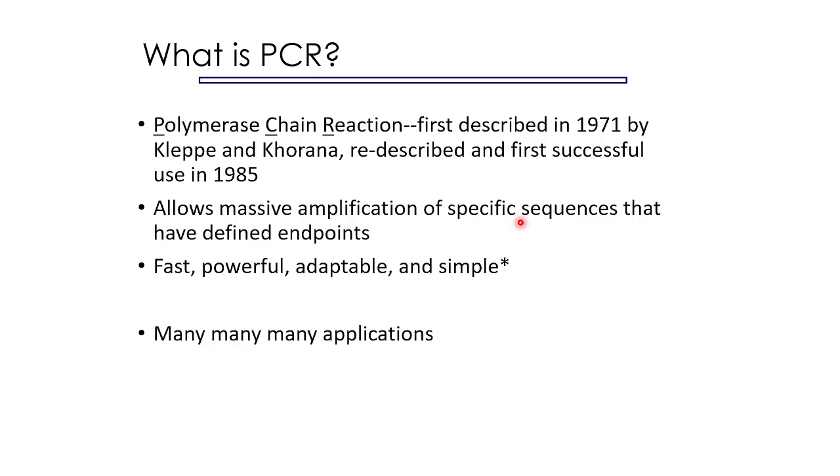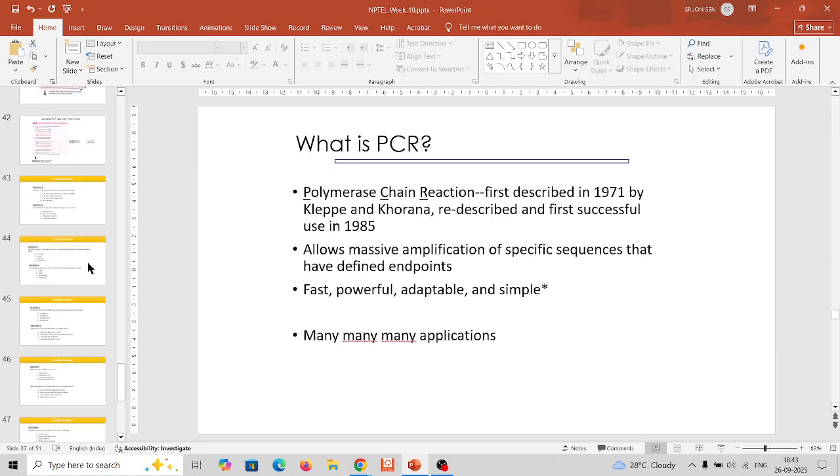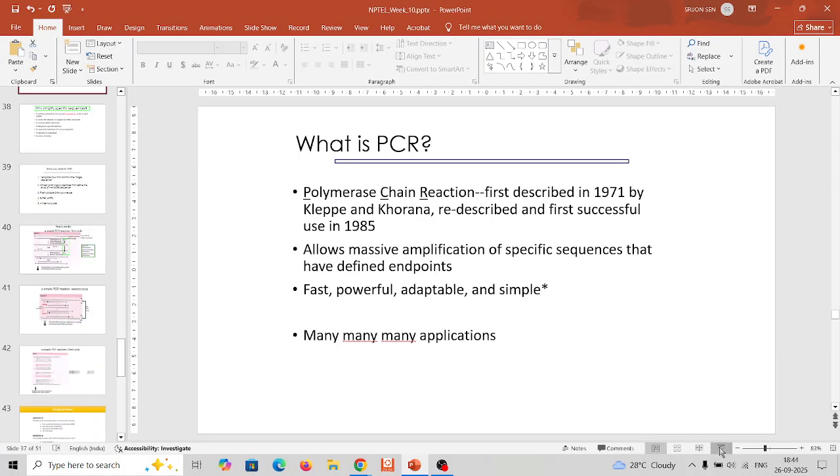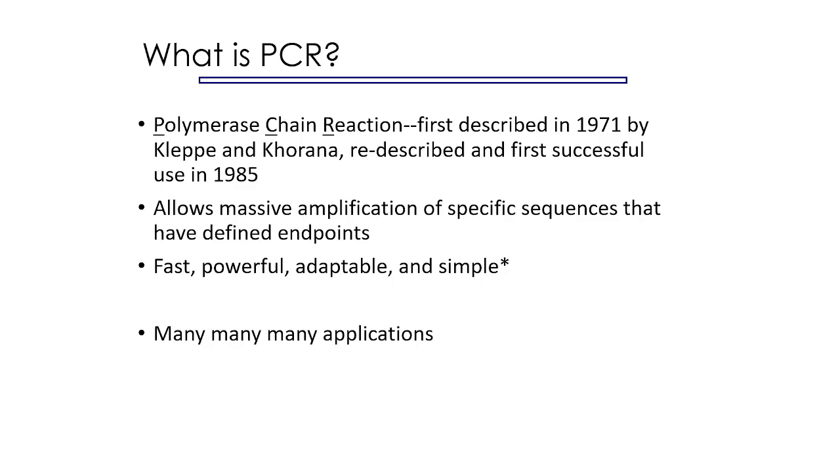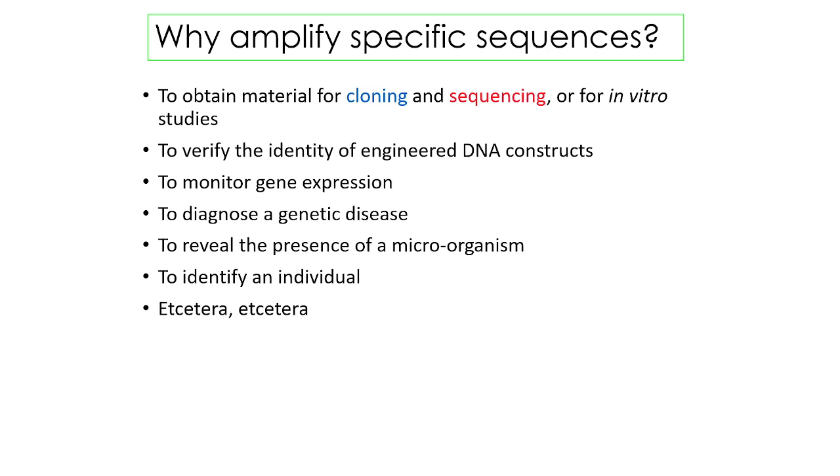Now the other thing that you need to do is PCR, the polymerase chain reaction, for the amplification of the genes. This reaction was first described in 1971 by Kleppe and Khorana, and then later modified in 1985. It's very fast, powerful, and adaptable, and we call it simple, but it's not that easy because there are certain factors that need to be checked before doing it. But it has many applications.